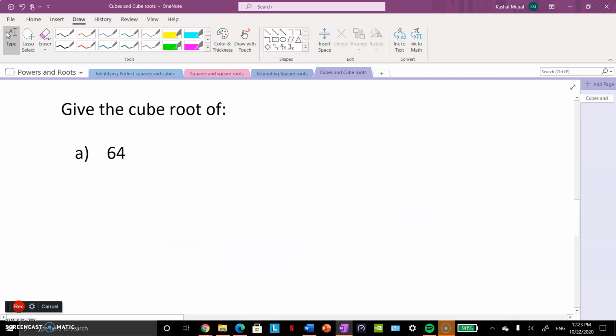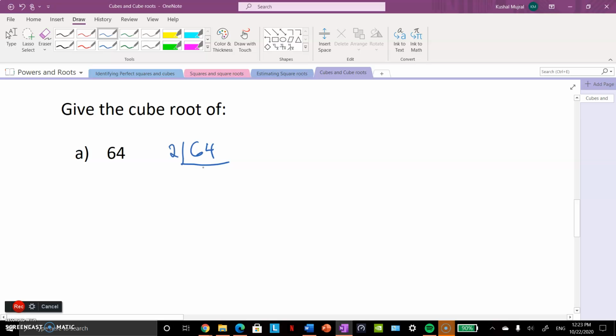Give the cube root of 64. So to find the cube root of a number, we're going to have to put it into a prime factorization. Okay, just like we did earlier in identifying perfect squares and cubes. If you need some help with that, just take a look at that video, identifying perfect squares and cubes.